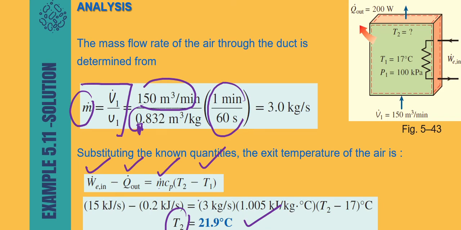Okay, note that heat loss from the duct reduces the exit temperature. Because there is heat loss, you have a reduction in temperature from 7. This T2 is 21.9. So there is an increase in temperature, because there is Q loss to the surrounding.